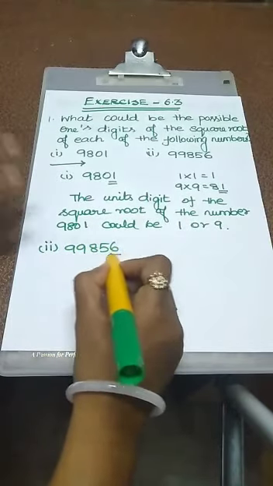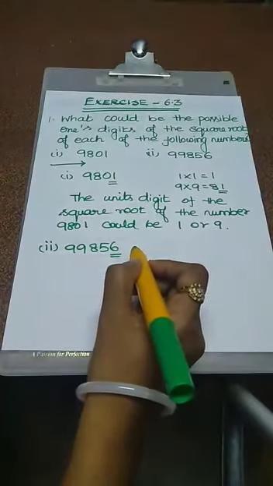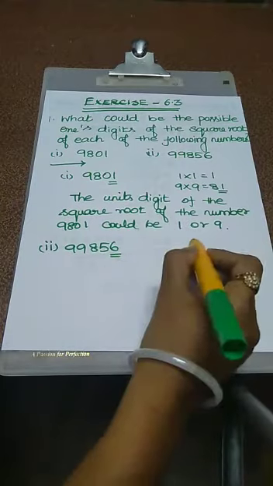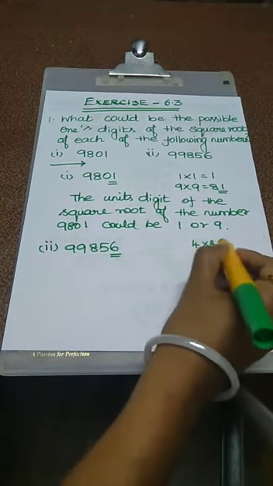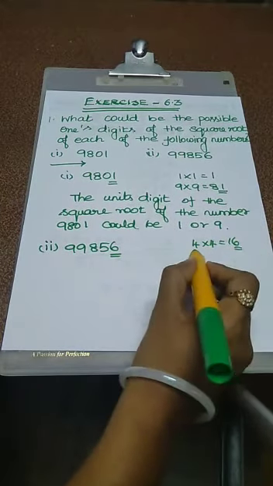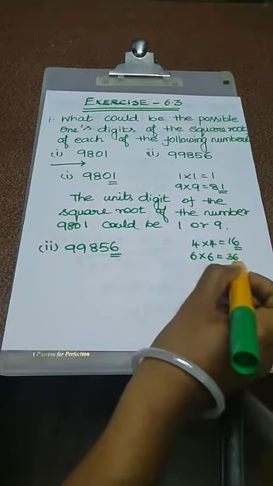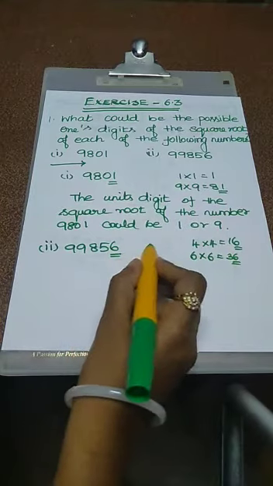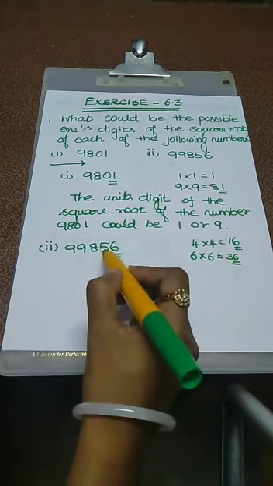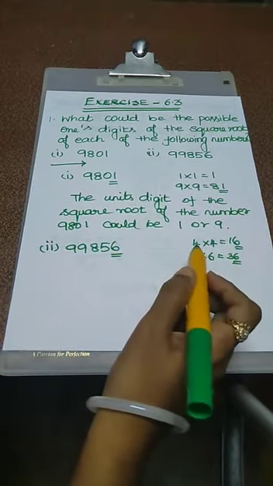99856. Actually look at the unit digit value, that is 6. We know 4 4s are 16. It ends with 6. Another one is 6 into 6, 36. It also ends with 6. So the units digit of the square root of the 99856 could be 4 or 6.